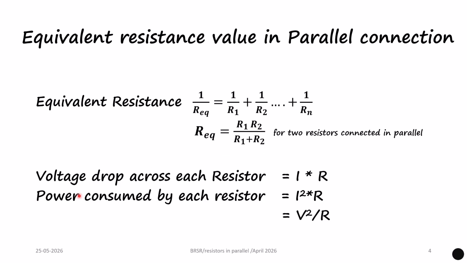The voltage drop across each resistor is given by the total current in the circuit into the equivalent value of the resistance. The power consumed by each resistor is given by the formula I square into the resistance in the circuit, or voltage square divided by the resistance in the circuit.